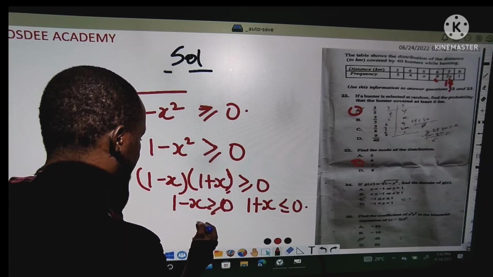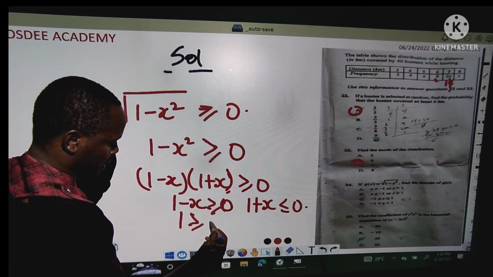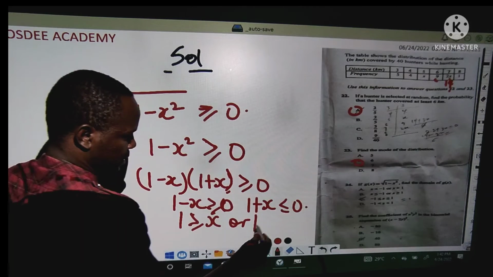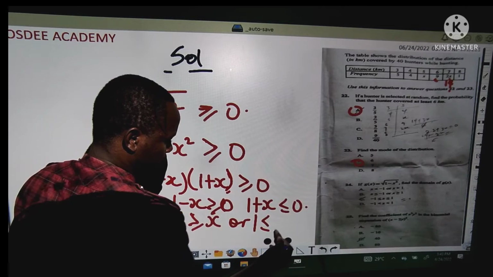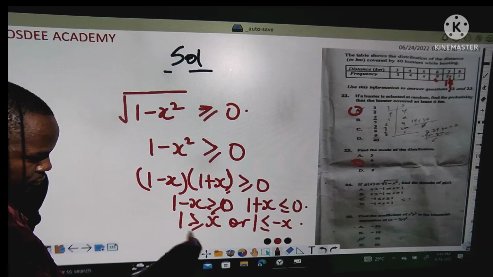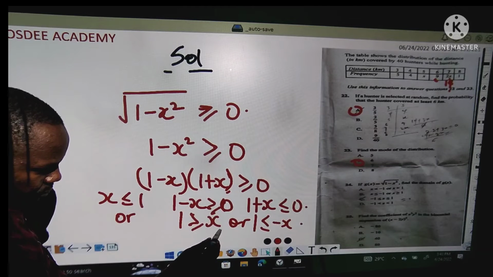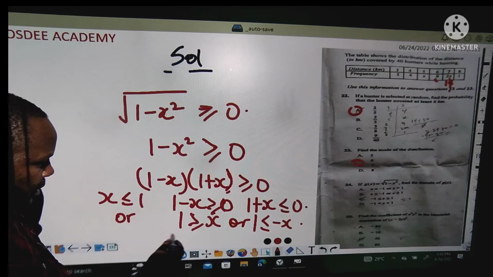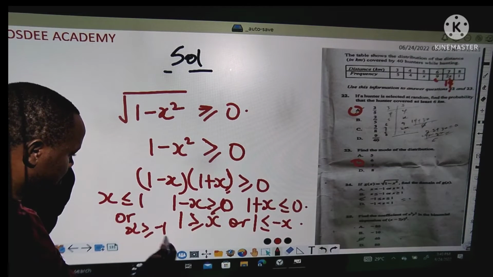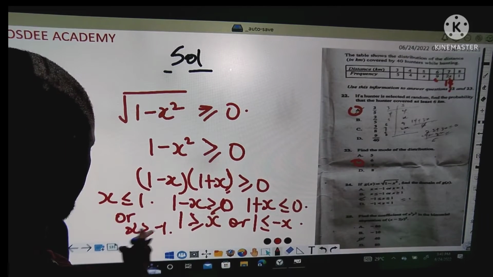And if you solve this one, you can see 1 is greater than or equals to x, or 1 is less than or equals to negative x. So this is the range of what you're talking about. Writing this is like x is less than or equals to 1, or x is greater than or equals to minus 1. So something like this is what you look for. You try and check that. Okay, that's the range, so you can write it in that range.